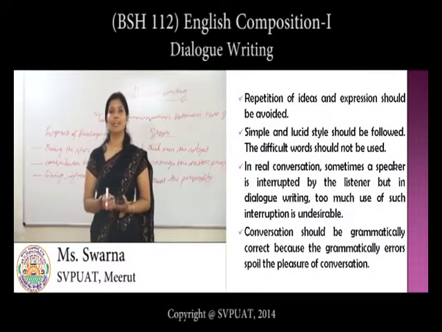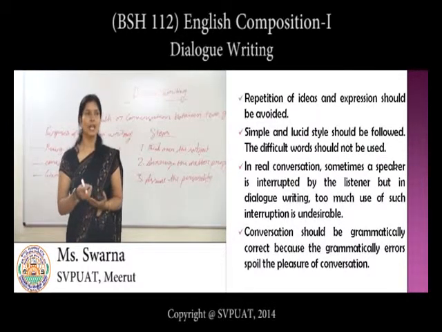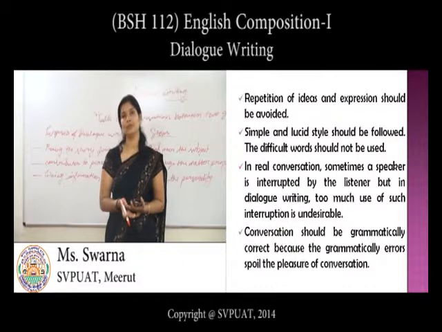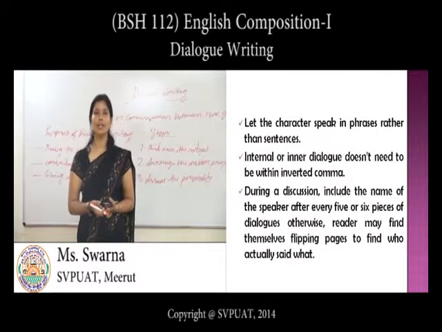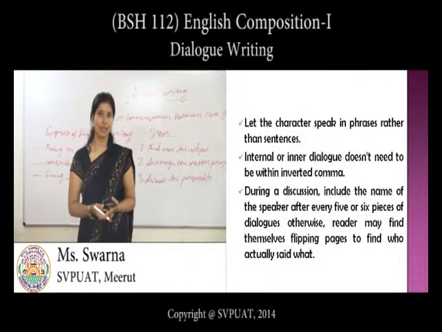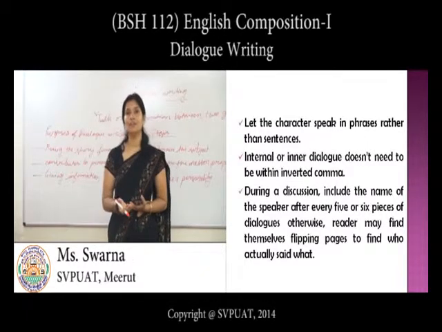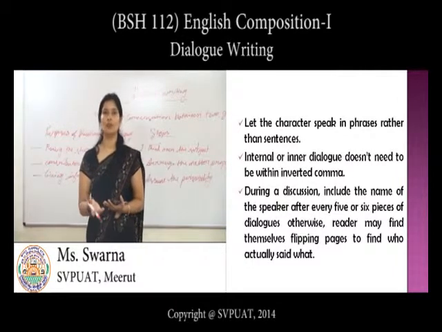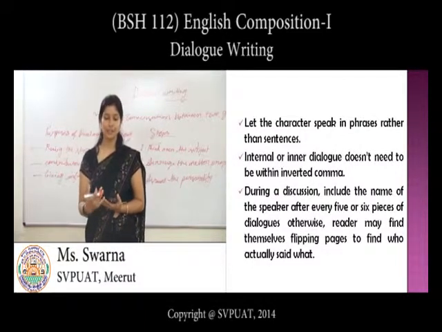And you should not adopt a difficult, or you can say ambiguous, language while writing a dialogue, because ambiguity and difficult word meanings are points that should be omitted, or you can say removed, from your dialogue writing. And during a dialogue writing, you should mention the name of the characters after 5 or 6 pieces of dialogue, because if you don't do this, then the reader may be confused while reading a dialogue. He may flip the page when he wants to know the name of the characters. So you should mention the name of the character after 5 or 6 pieces of writing.